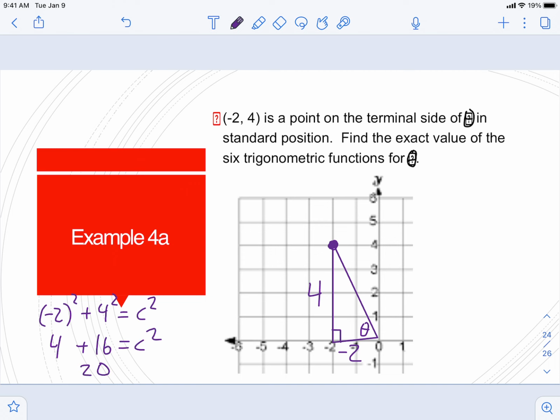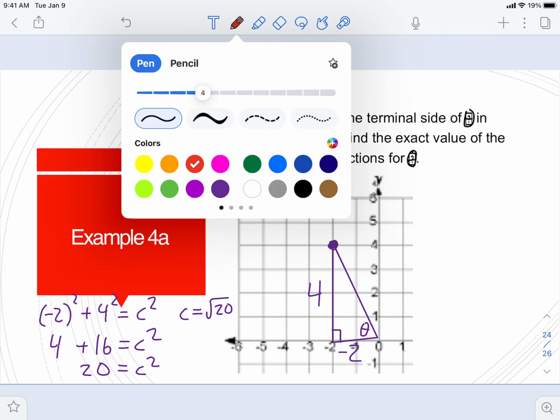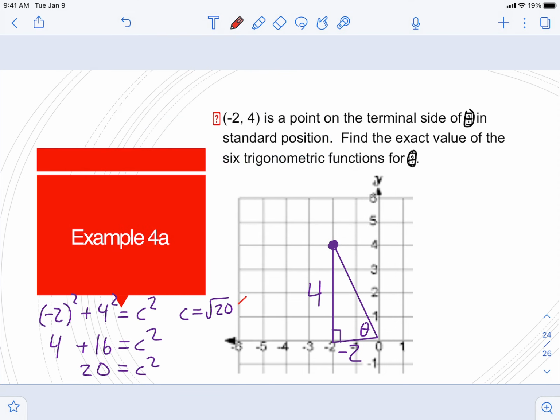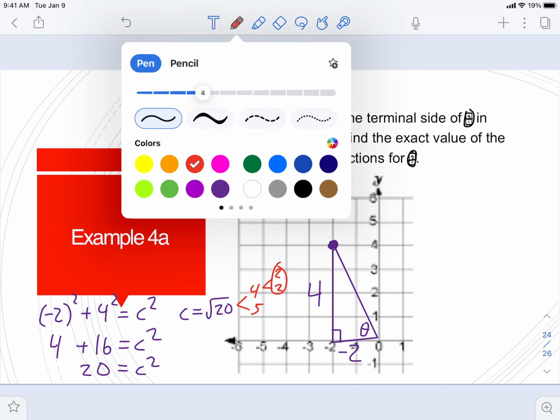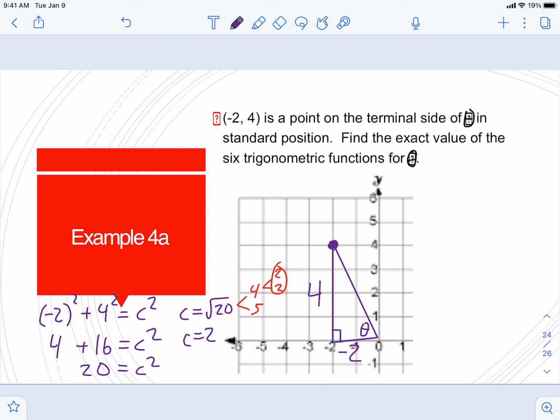That means that 20 equals c squared. If I take the square root of both sides, I get that c is equal to the square root of 20. Now, this is not in simplest radical form yet. To get it in simplest radical form, I can simplify this radical. 20 factors to 4 and 5, and 4 factors to 2 and 2. So the square root of 20 is equal to 2 times the square root of 5. So my hypotenuse is 2 root 5.